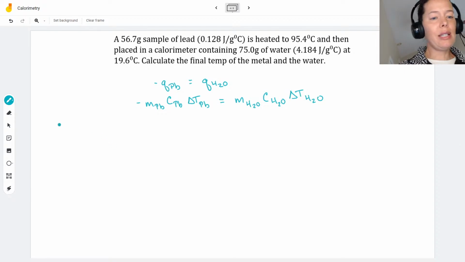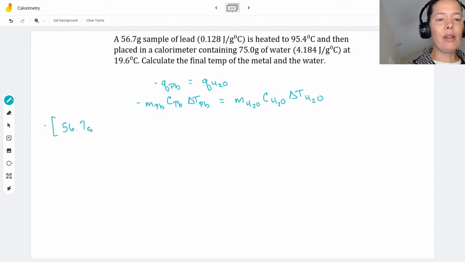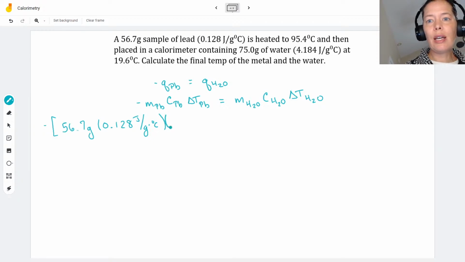Okay, let's keep going. Let's actually put some numbers in. Okay, so my mass of lead is 56.7 grams. My specific heat is 0.128 joules per gram times degrees Celsius. And my final temperature, I do not know. That's what I'm trying to find. My initial temperature, again, of lead is going to be this 95.4.